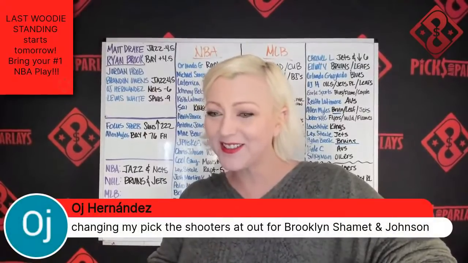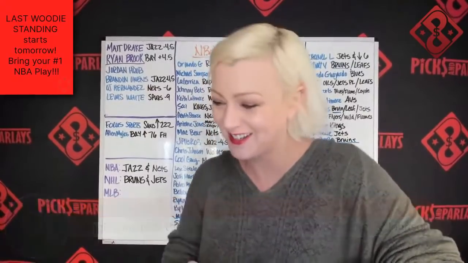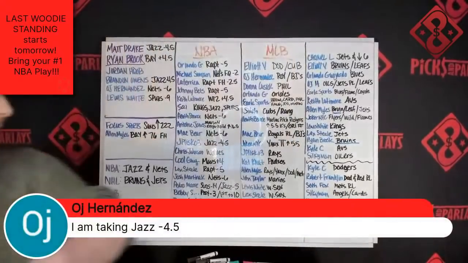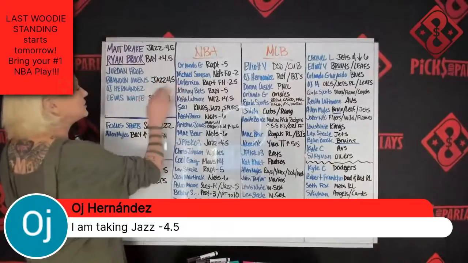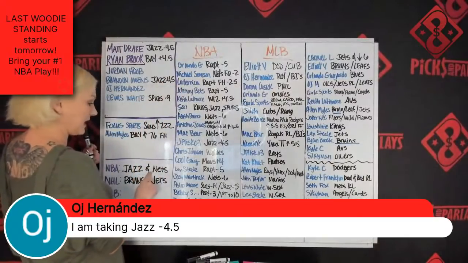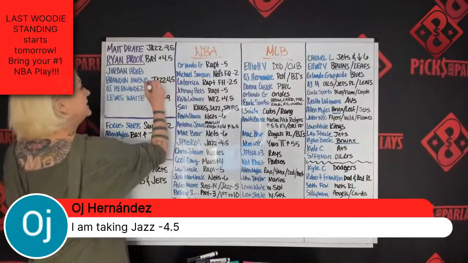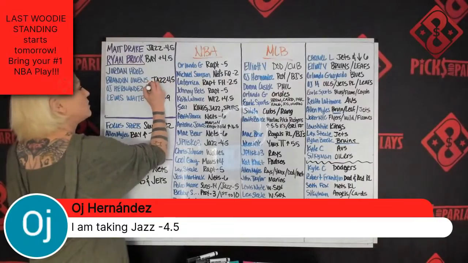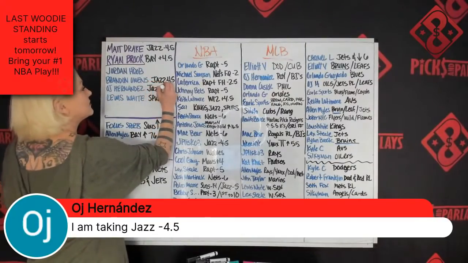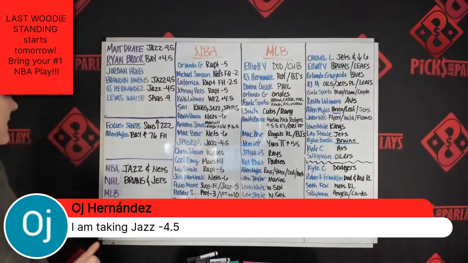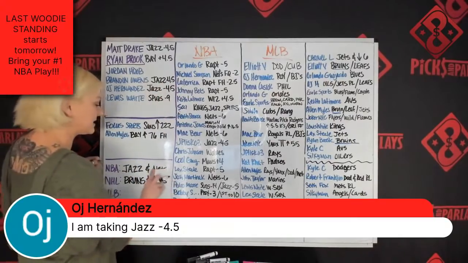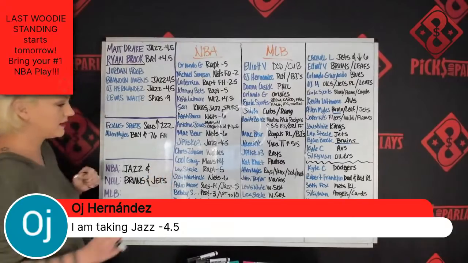I swear you do this to me on purpose, OJ. There's nobody else that I erase and write back up there more than you. Okay, so you're changing your Nets to the Jazz. I feel like I should take my Nets down now. See, this is the process that we roll with. Jazz -4.5. Okay, so if you're changing the Nets, then I can't hold it up there.